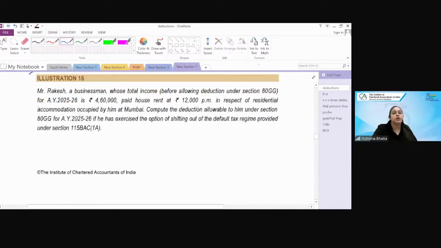Here's a question. A big question of Mr. Rakesh. Let's see that. Mr. Rakesh is a businessman whose total income before allowing deduction under 80GG, minus all deductions, obviously excluding 80GG, for the assessment year 25-26 is 4,60,000.